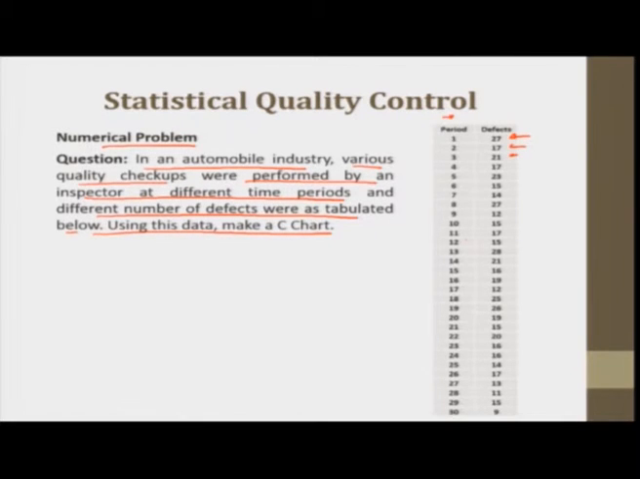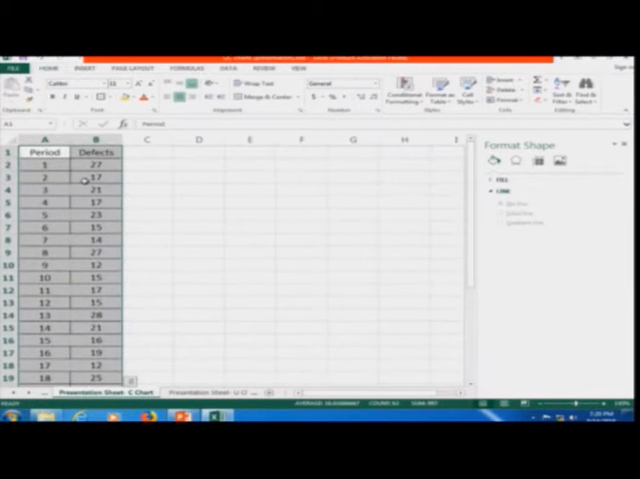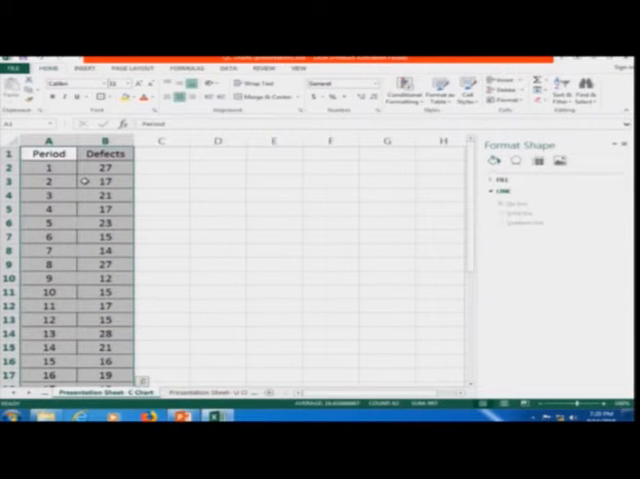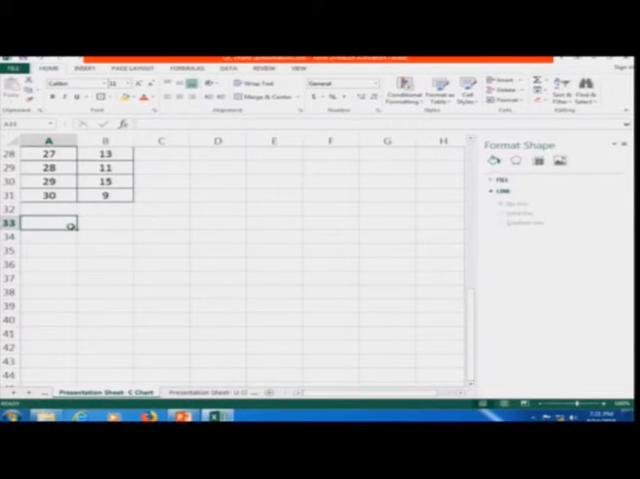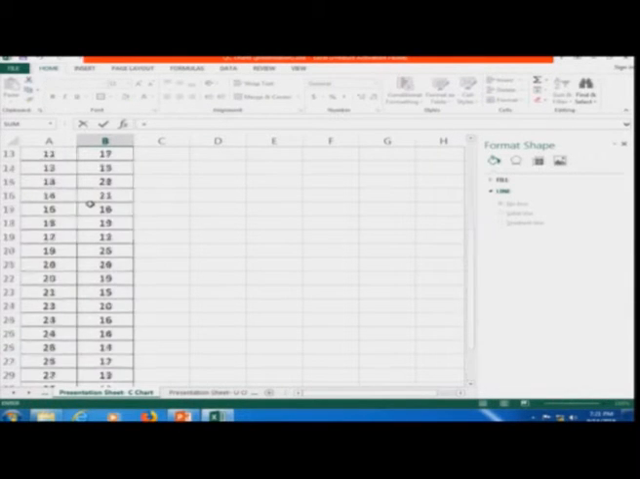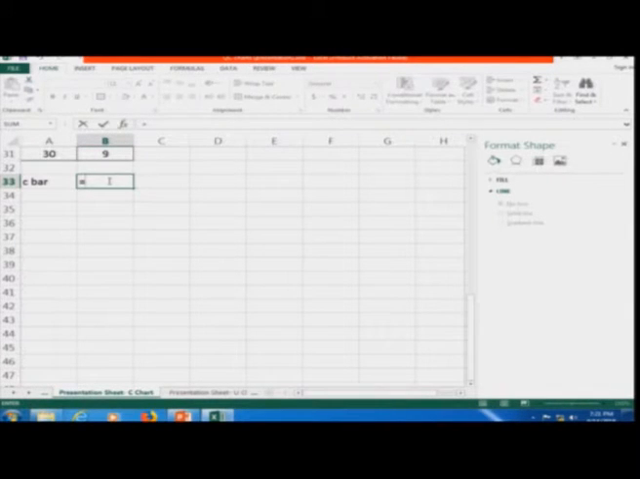So I'll take this data to the Excel sheet and try to plot the C chart. This is the number of defects. First thing I need to calculate is C bar. C bar is the average number of defects. So C bar I can put here. This is equal to the average of these numbers.